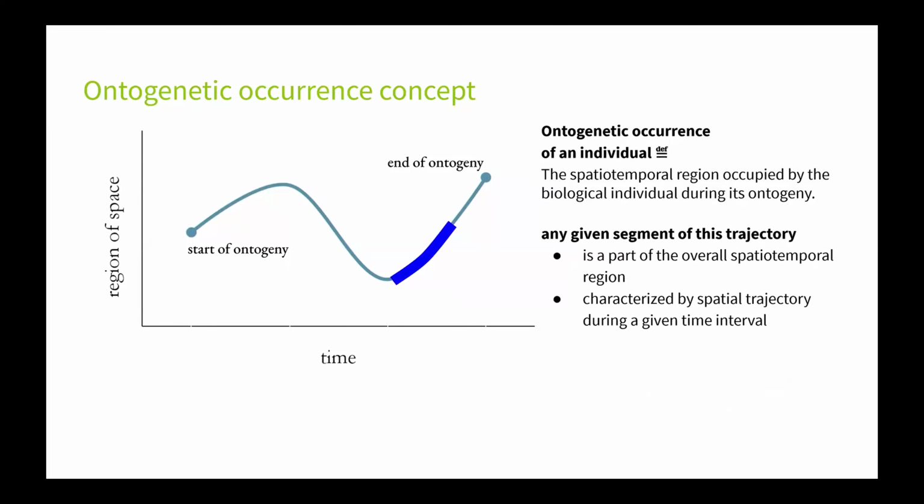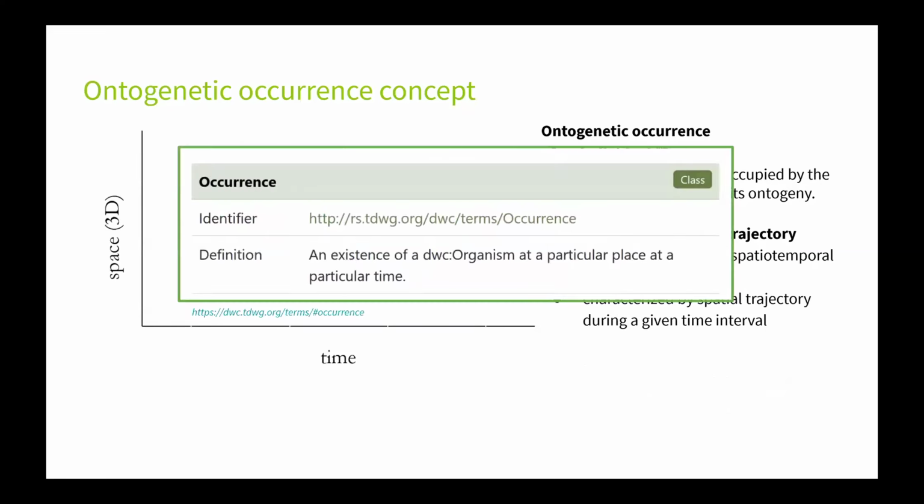Any given segment of this trajectory constitutes a part of the overall spatiotemporal region occupied by the organism during its ontogeny. Such a segment is characterized by a lower and upper temporal boundary and the corresponding trajectory of the spatial region that is occupied by the organism within that time interval.